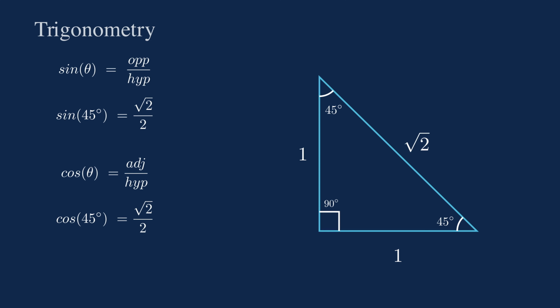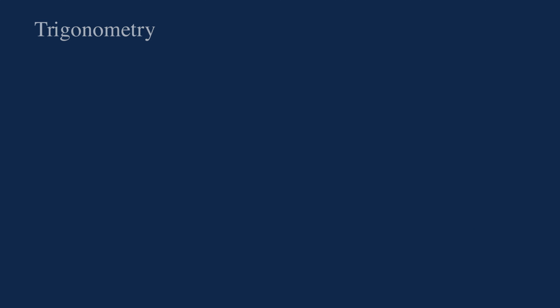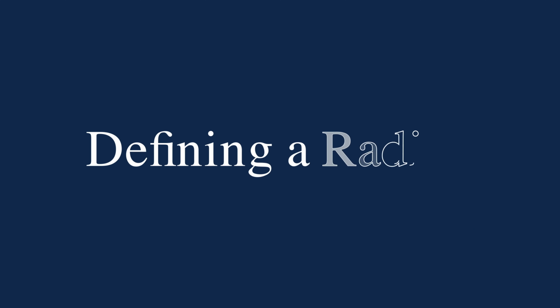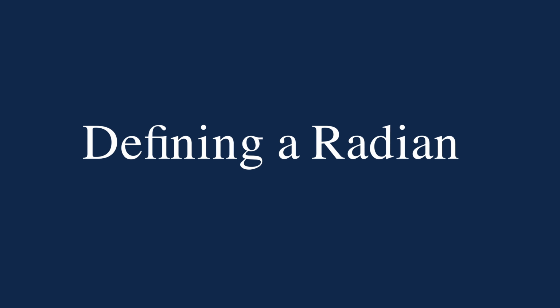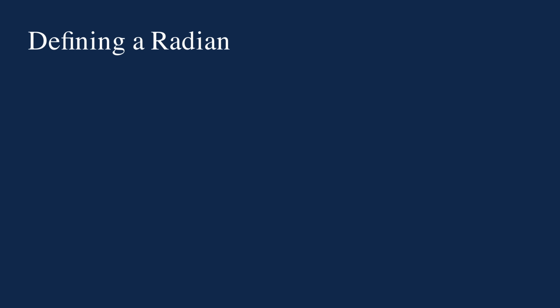We use degrees a lot to express angles, but to be honest, it seems a bit random. Instead of this, let's define a better way to express angles. Radians are angles that are derived from the radius.